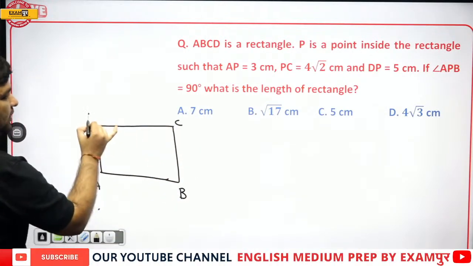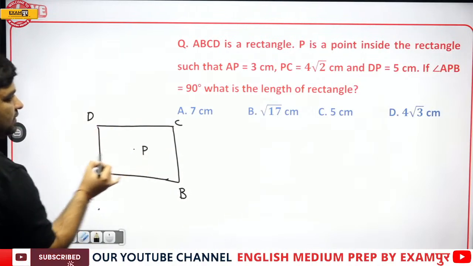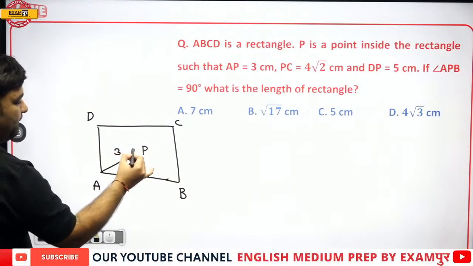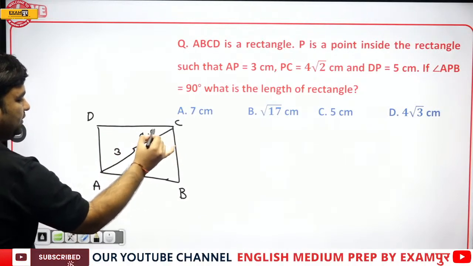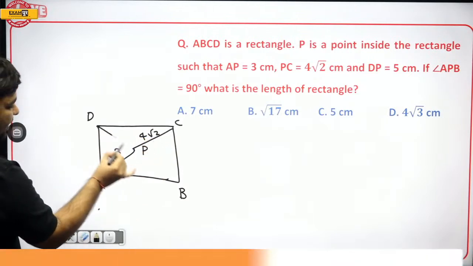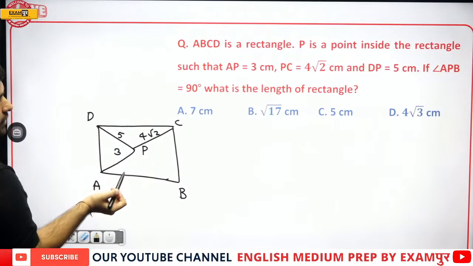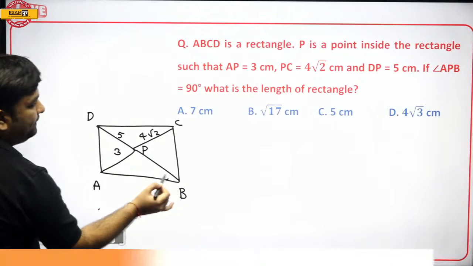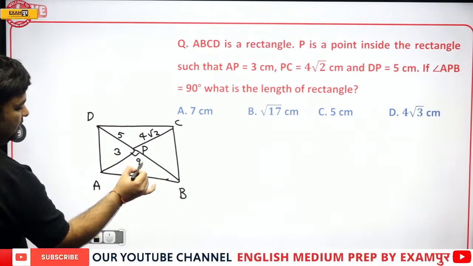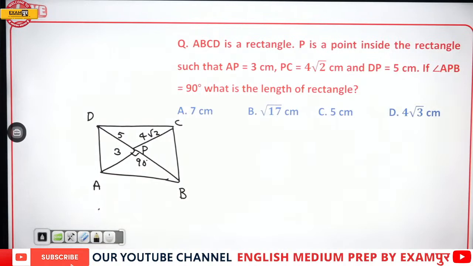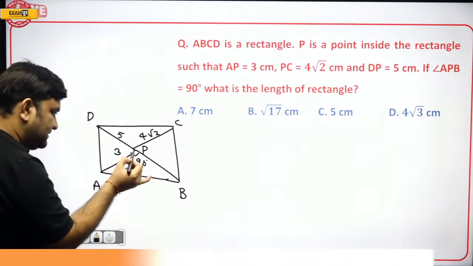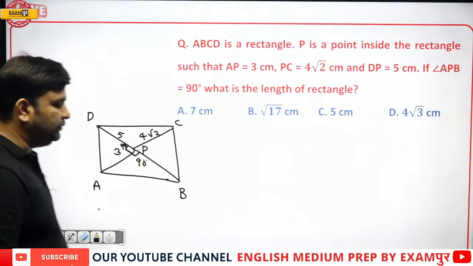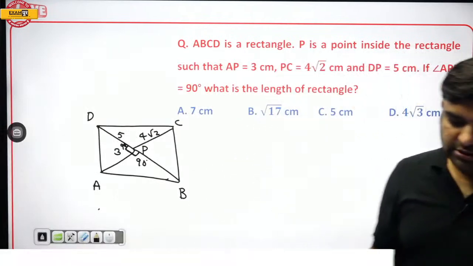ABCD is a rectangle. P is a point inside such that AP is 3, PC is 4 root 2, very good, DP is 5, very, very good. And angle APB is 90. Where is B? If this is 90, guys, this is also 90. Cool.